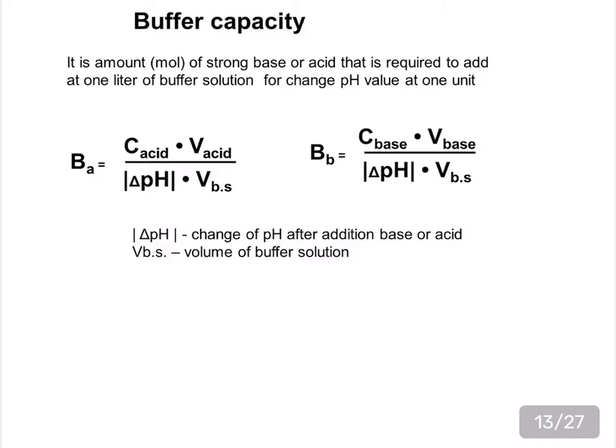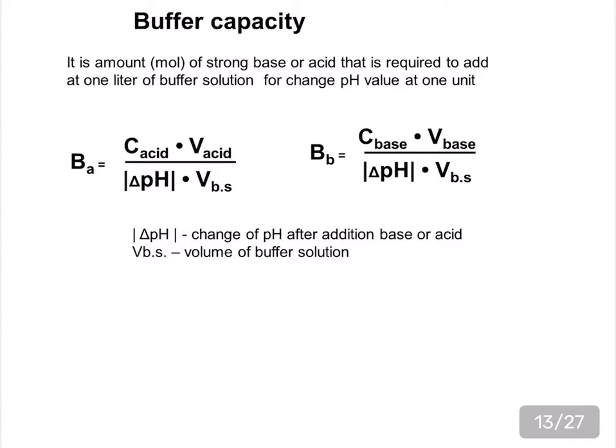So buffer capacity is the amount of strong base or acid in moles that is required to be added to 1 liter of buffer solution to change the hydroxide index value by 1 unit.